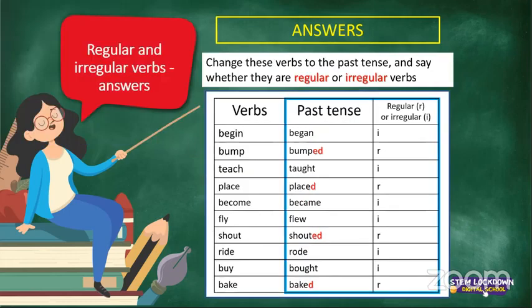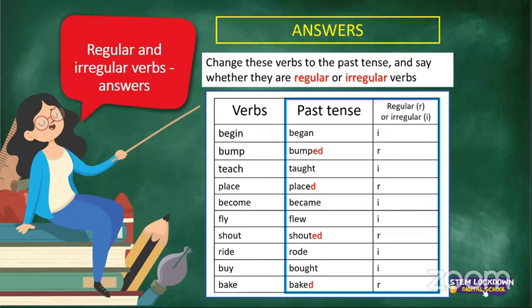Begin, began, irregular. Bump, bumped, regular. Teach, taught, irregular. Place, placed, regular. Become, became, irregular. Fly, flew, irregular. Shout, shouted, regular. Ride, rode, irregular. Buy, bought, irregular. Bake, baked, regular.